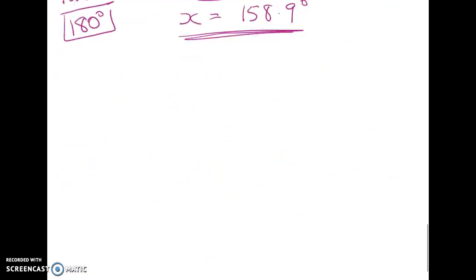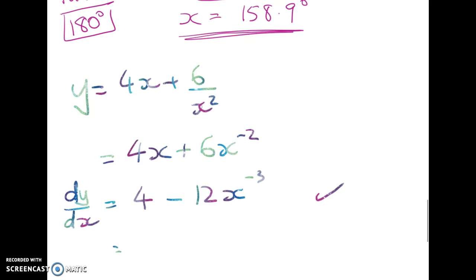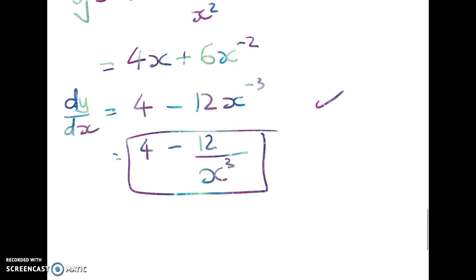Right, let's find some room. So we've got y is equal to 4x plus 6 over x squared. Rewrite it with a negative power, 6x to the negative 2. And now we're going to differentiate. So dy by dx is equal to 4 minus 12x to the negative 3. But it would be nicer to write it back like this: 4 minus 12 divided by x cubed. So that's the first bit done.